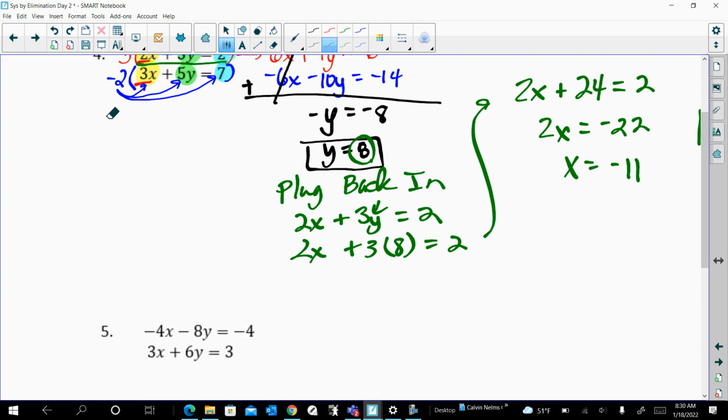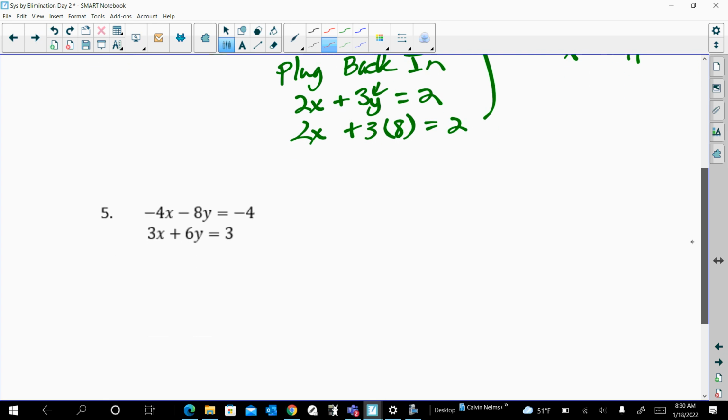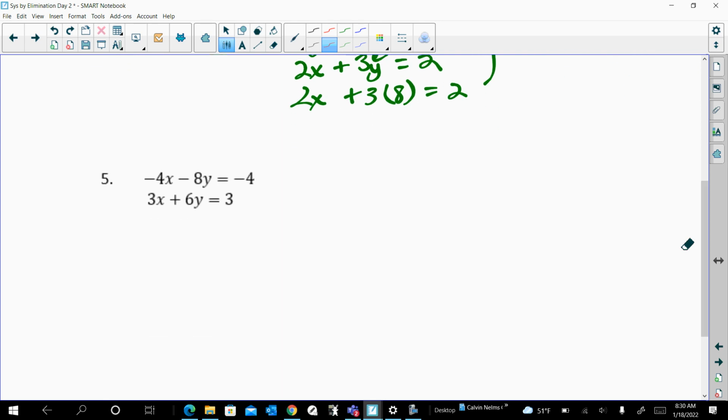So our solution is the ordered pair (-11, 8). Okay. So sometimes you have to multiply both equations. Okay, two multiplications. All right, so let's look at number 5.